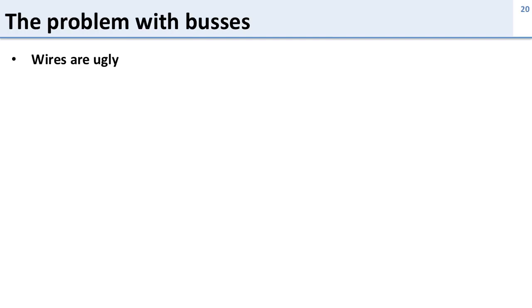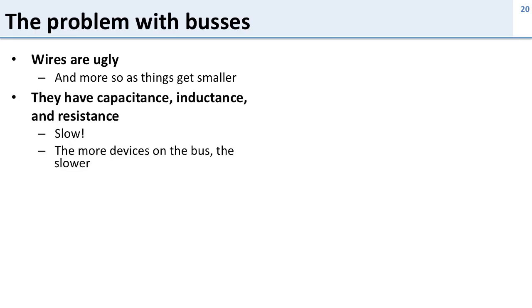So what's the problem with buses? Well, it's basically that the wires are ugly. And they're more so as things get smaller. So as we have smaller and smaller wires and want to run faster and faster, wires get harder and harder to manage. And the reason for this is that wires have capacitance, inductance, and resistance. They're complex circuits. And this makes them slow.